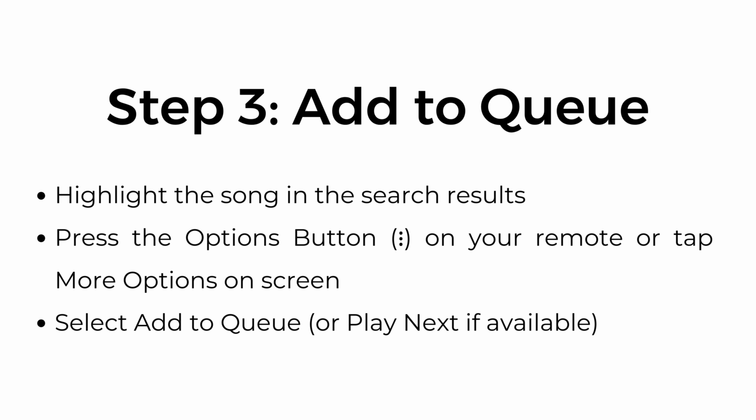Step number 3, add to queue. Highlight the song in the search results. Press the options button on your remote or tap more options on screen. Select add to queue or play next if available.